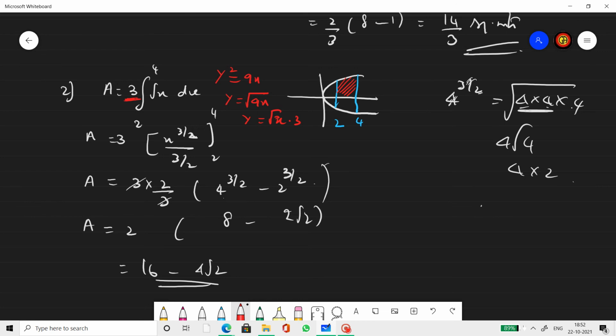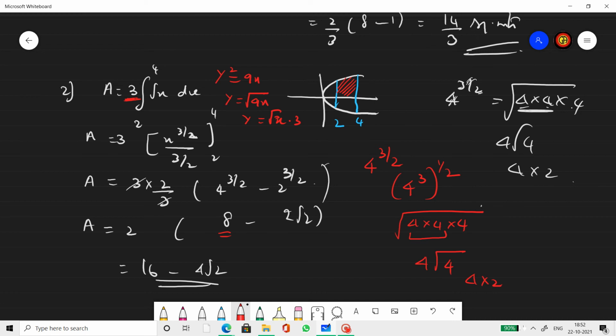If there is any doubt in simplifying 4 power 3 by 2, let me turn it over here. 4 power 3 by 2 is 4 cubed to the power of 1 by 2. 4 cubed is 4 into 4 into 4, and then the square root of that. So 4 two times makes 4 square, and the root of 4 square is 4. Then there's a root 4, so it's 4 into 2. That's why we get 8.